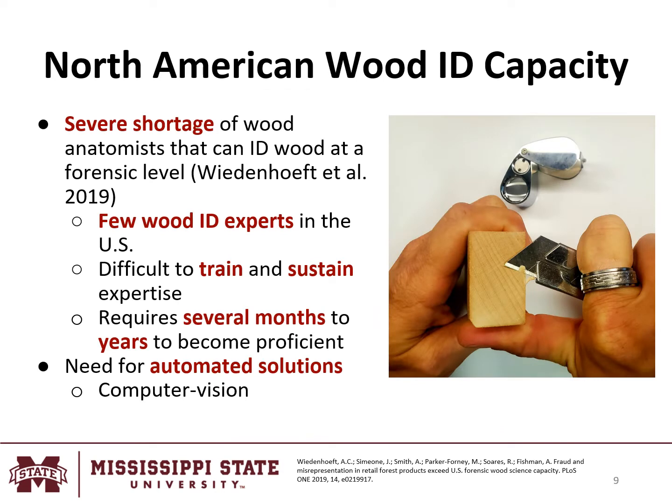Currently, wood identification is performed by human observation of anatomical features using a hand lens and/or a microscope. Once these features are observed, they are then compared to reference descriptions, identification keys, or even verified specimens. As reported in Wiedenhoeft et al. 2019, there is a severe shortage of wood anatomists that can ID wood at a forensic level. It is difficult to train and sustain this expertise, which requires several months to years to become proficient. There is a need for an automated solution, and computer vision identification has potential to be the solution.